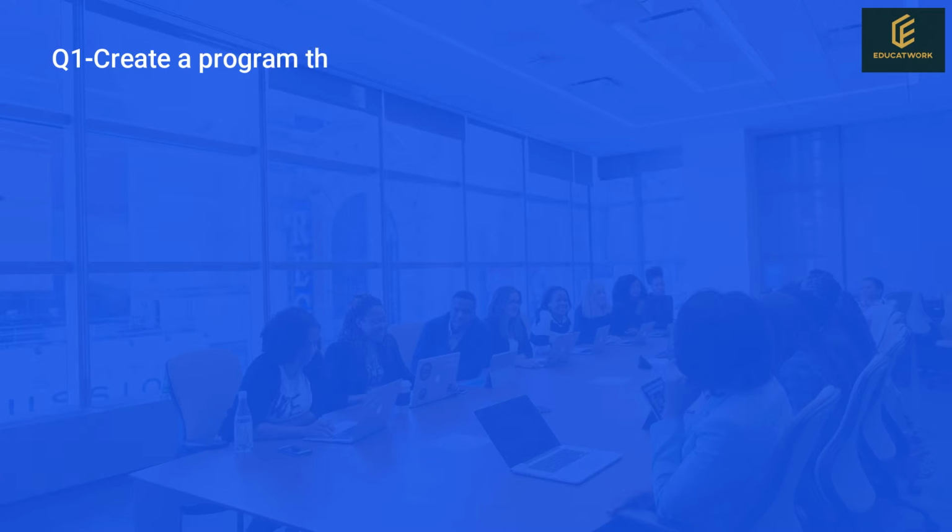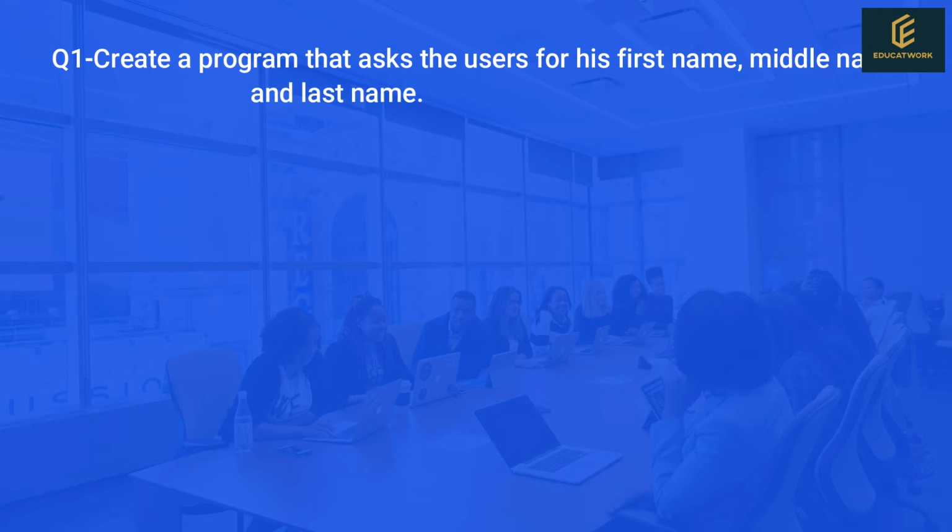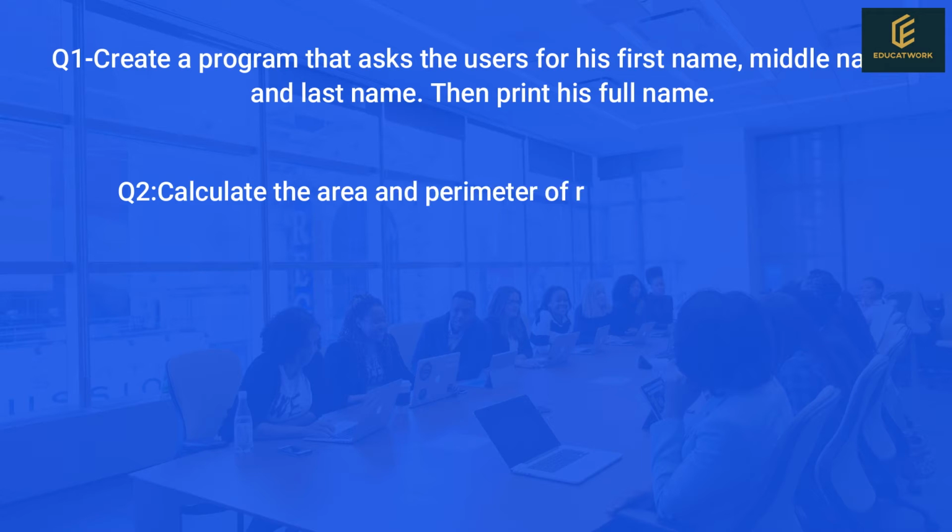Q1. Create a program that asks the user for his first name, middle name, and last name. Then print his full name. Q2. Calculate the area and perimeter of a rectangle. Ask the user for length and breadth.